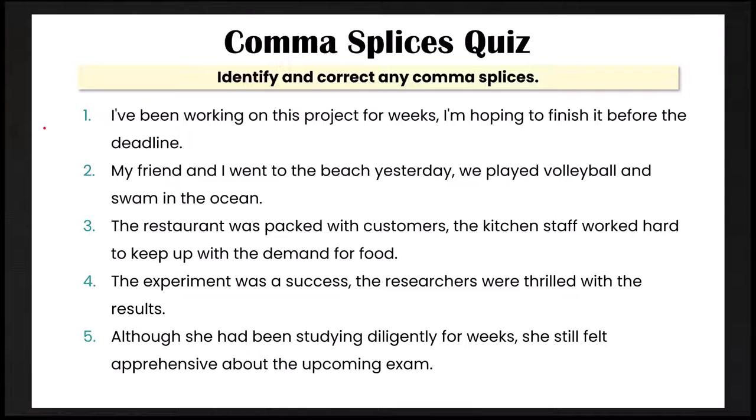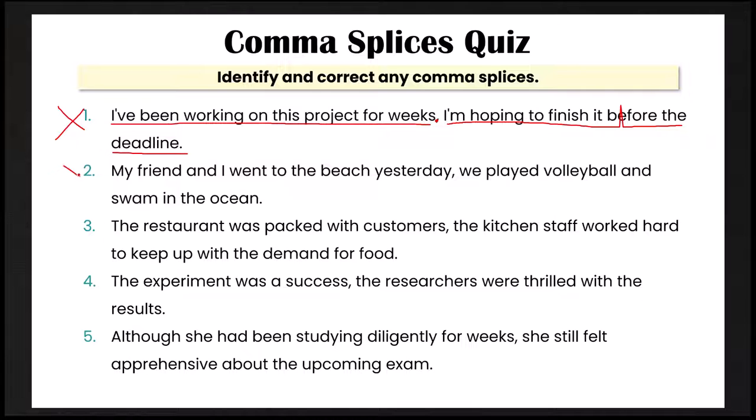Number one is a comma splice. So we can correct this in one of three ways. For this one, let's just turn it into two separate sentences. So we're just going to change the comma to a period. And I'm is already capitalized because we always capitalize I, so now it is correct. We have the first independent clause, I've been working on this project for weeks, and the second independent clause, I'm hoping to finish it before the deadline.